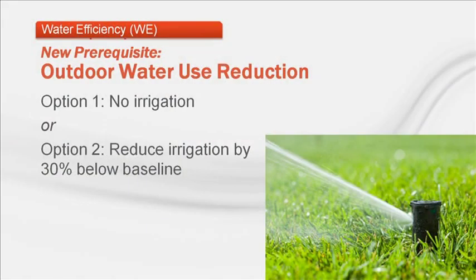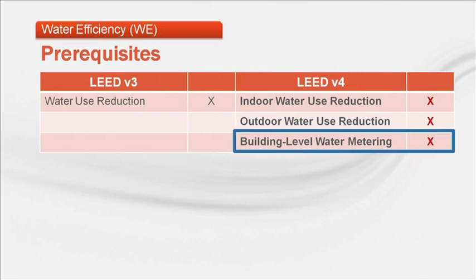There are 2 options to meet this prerequisite. Project teams can either design the landscaping to require no irrigation, or reduce the amount of irrigation by 30% below calculated baseline water consumption. That baseline water consumption will be calculated using the EPA's WaterSense tool. The second new prerequisite for the water efficiency category is building level water metering. As the title implies, project teams will now be required to install permanent water meters that measure the total potable water use for the building and all the associated grounds.